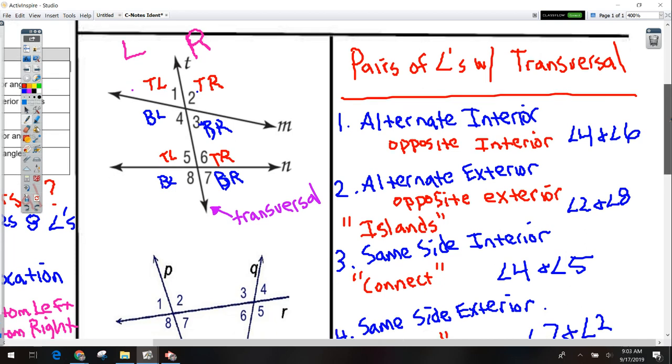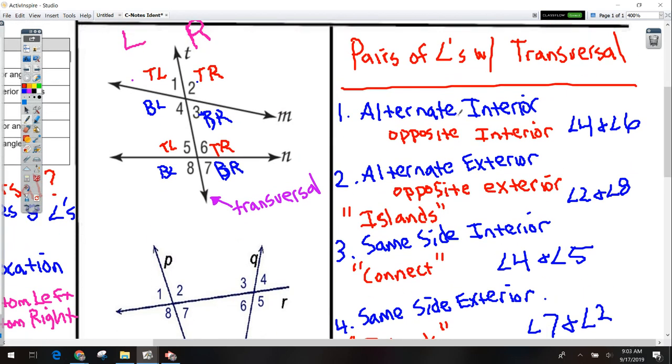First one is going to be alternate interior. So you'll notice that alternate means that they need to be on opposite sides of the transversal. Interior means they need to be in the interior part. So if we said angle 4, on the left side of the transversal, the partner needs to be on the right. If I picked from the first group of 4, the partner needs to be in the second set of 4. So you notice that 4 and 5 connect, 3 and 6. So those are all interior angles. If they need to be on opposite sides, 4 and 6 are alternate interior angles. The other pair would be 3 and 5. Simple as that.